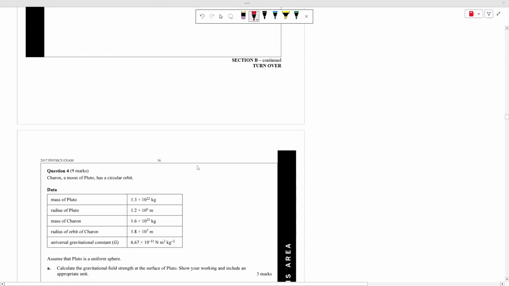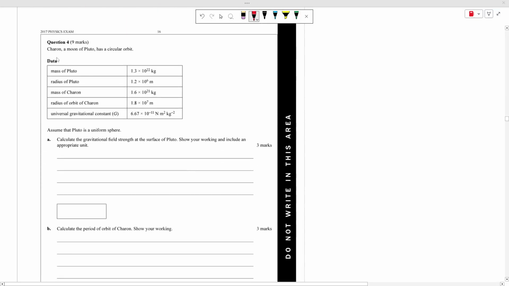Okay, moving on to question 4. Charon, a moon of Pluto, has a circular orbit. There's a bunch of data here. Assume that Pluto is a uniform sphere. Calculate the gravitational field strength at the surface of Pluto. Show your working and include an appropriate unit. So we want little g at the surface of Pluto.